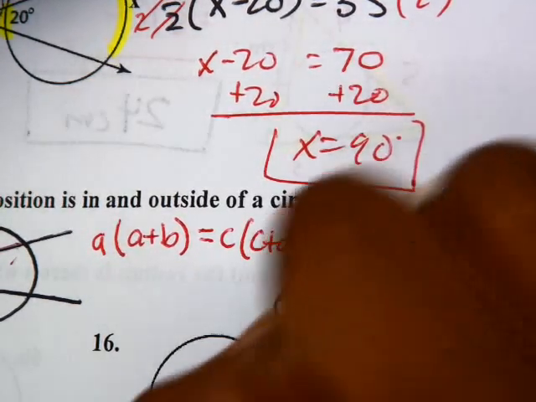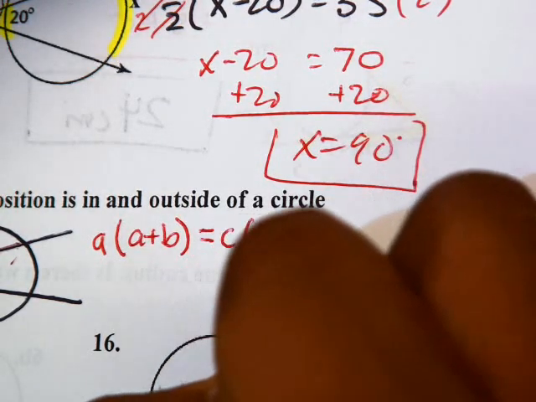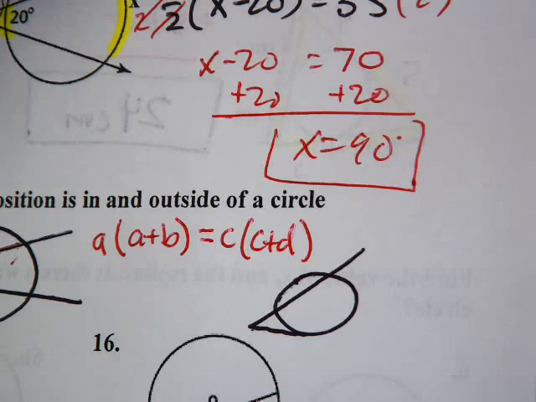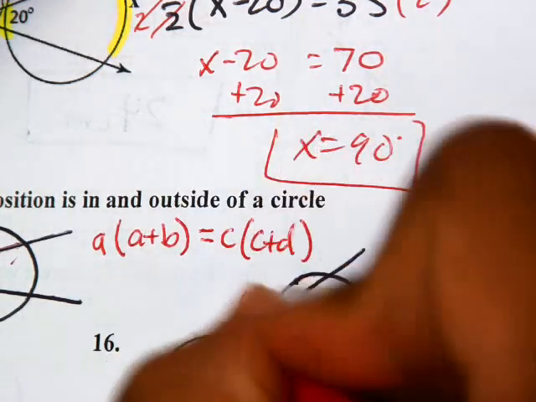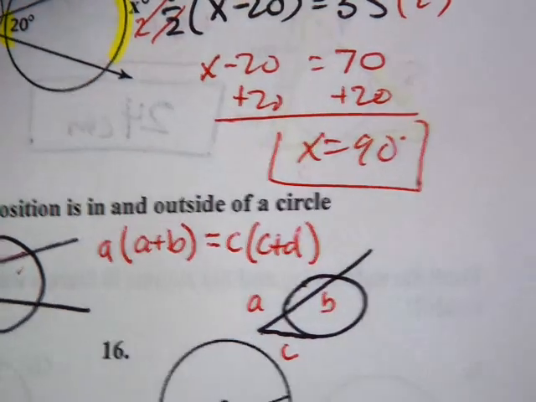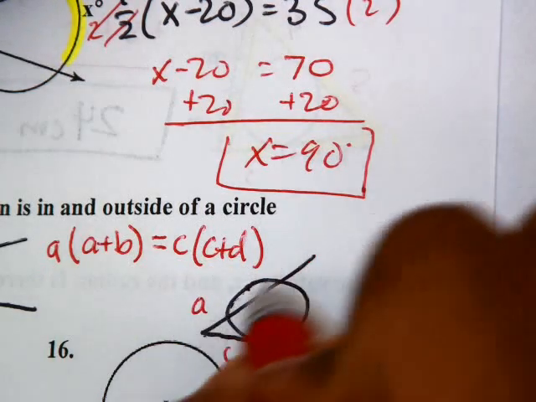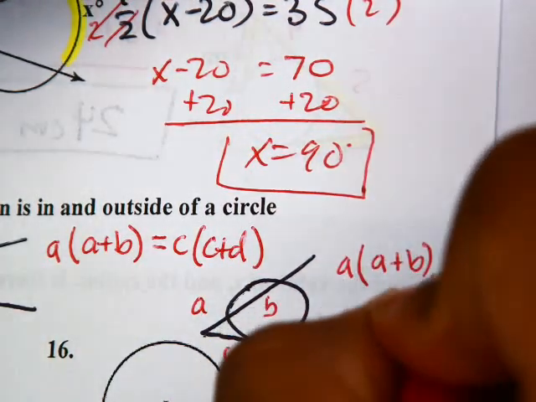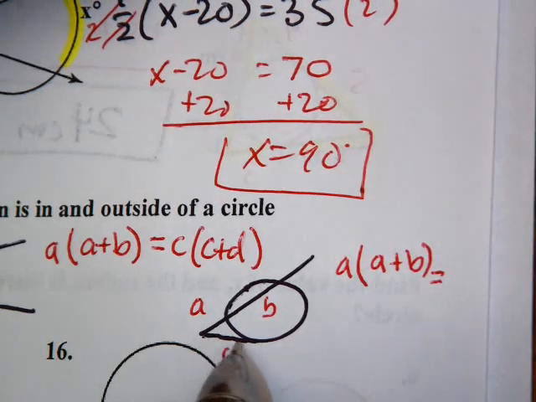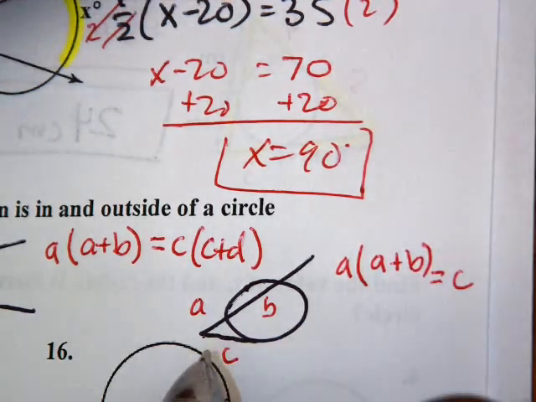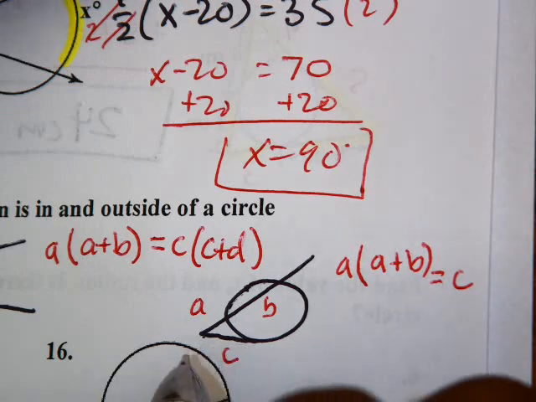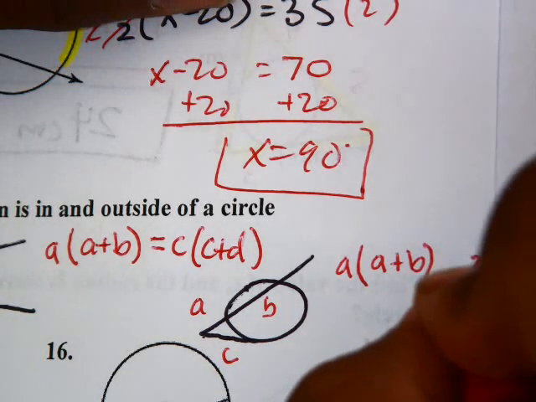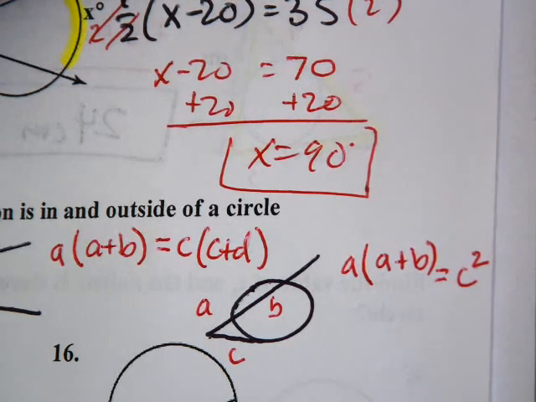And the last situation is where if you have a secant line meeting up with a tangent line. So if this is A and this is B and this is C, again, to handle this secant line, we take the outside times the whole line. That should equal this outside part, C, times the whole line, which is also C again, so C times C, or C squared.